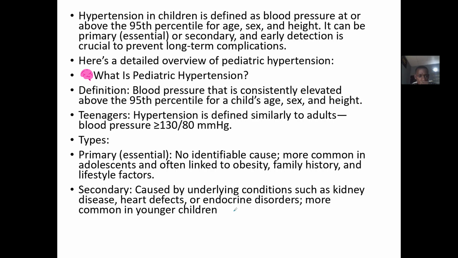So in teenagers, you say it is hypertension when the blood pressure is above 130 over 80 mmHg. Okay, so the types: primary hypertension, where there's no identifiable cause. Do you understand? It's just linked to some natural things like family history. It just runs in the family. The child is overweight. Do you understand?